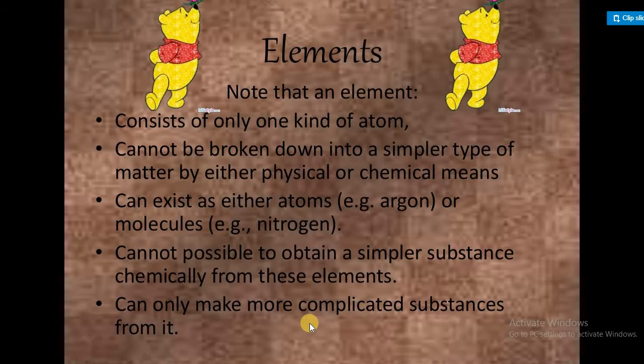Further notes on element: it consists of a single type of atom. It cannot be broken down into simpler types of substance by physical or chemical means. Physical methods mean boiling, filtration, simple distillation, sublimation. So all those are the physical methods. So we cannot separate elements into their atoms by physical or chemical means.